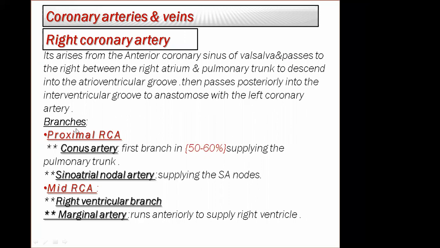The branches: the proximal right coronary artery gives the conus artery, which is the first branch in 50 to 60%, supplying the pulmonary trunk. The sinoatrial nodal artery supplies the SA node. The mid portion of the right coronary artery gives the right ventricular branch and the marginal artery, which supplies the right ventricle.